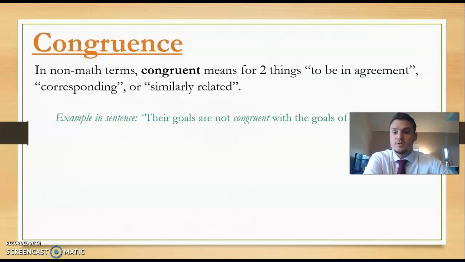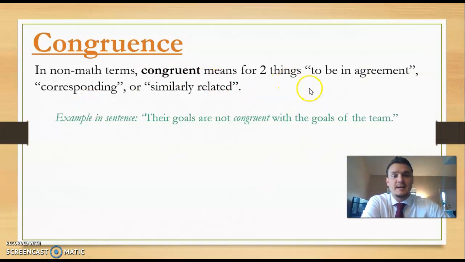So congruence in non-math terms means that two things are in agreement, or they correspond with each other, or they're similarly related. An example in a sentence would be that their goals are not congruent with the goals of the team. That means that an individual's goals are a little bit different than the team, which isn't necessarily a good thing if you're on a team. So that means in agreement with or corresponding.